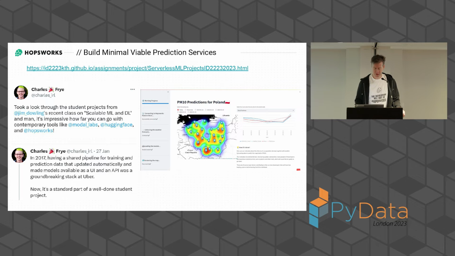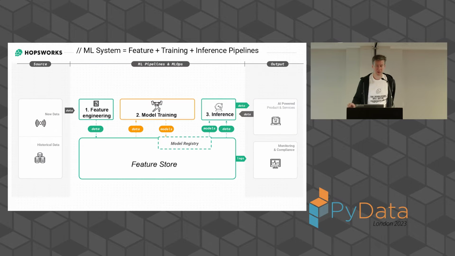And what we're going to try and do is build what I call a minimal viable prediction service. That means build a machine learning system. So not just train a model, not just evaluate the model on some static data set, but actually build a system.